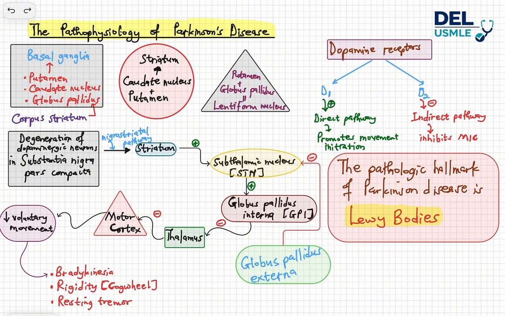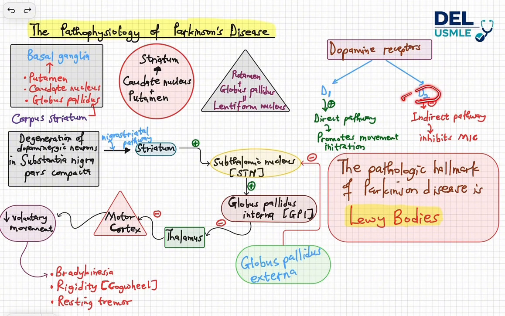So in Parkinson's disease, since there's less dopamine as a result of the degeneration of the dopaminergic neurons in the substantia nigra pars compacta of the midbrain, that will mean that we'll have less dopamine to stimulate the D1 receptors, meaning the direct pathway will become compromised, it will become inhibited, and movement initiation will also become compromised or inhibited.